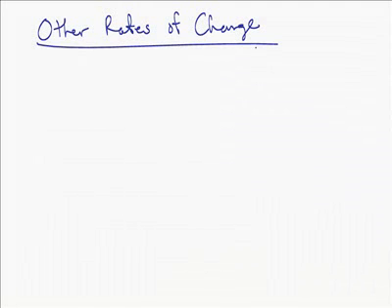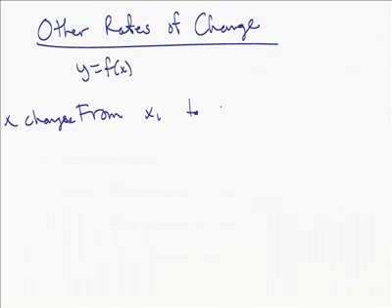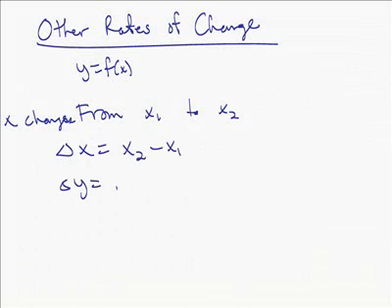If we have y equals f of x, well, we can measure, say, x changes from x1 to x2. Well, we call a change in something delta x, so we're going to let delta x equal that change in x. So it's going to be x2 minus x1. Well, then we're going to call delta y the change in the function value. So it's going to be the function value at x2 minus the function value at x1.